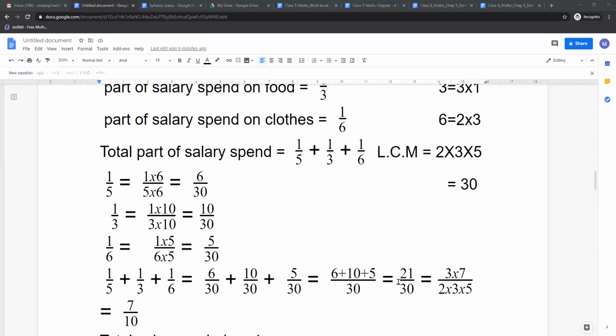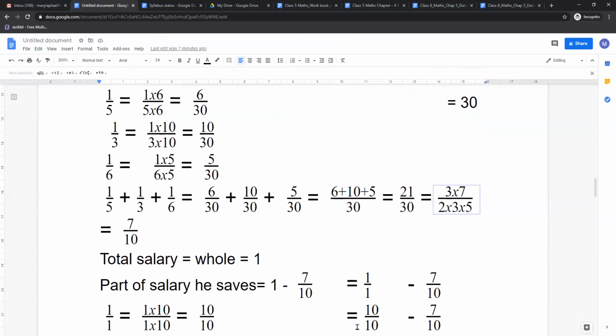Adding numerator, what you will get? 21. 21 upon 30. This can be written in reduced form by finding factors. What are the factors of 21? 3 sevens are. What are the factors of 30 here on the bottom? 2 multiplied by 3 multiplied by 5. What is the common factor? 3. So 3 in the numerator and 3 in the denominator cancelled. Then what is left here? Numerator 7 and denominator 10.